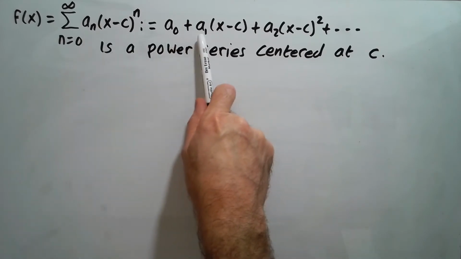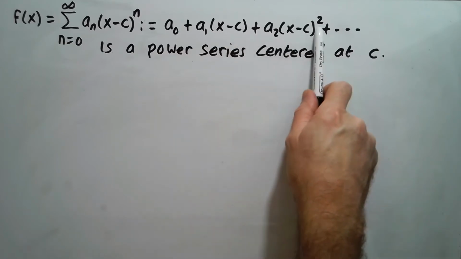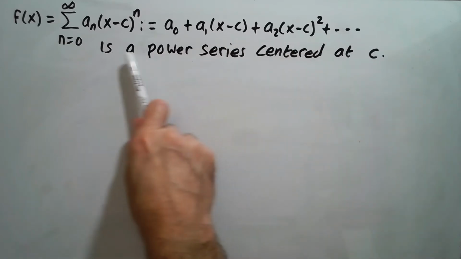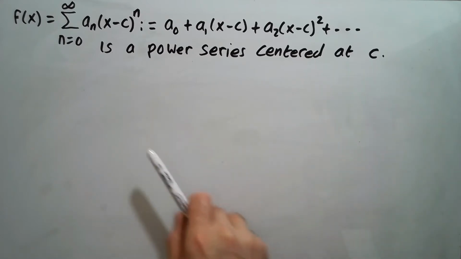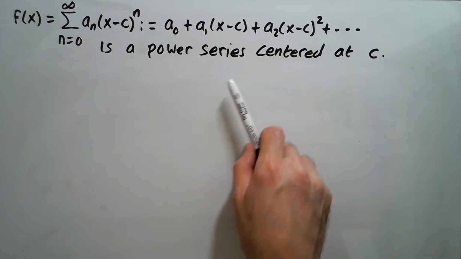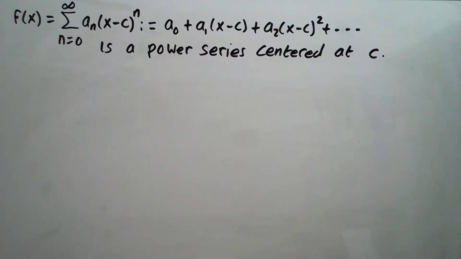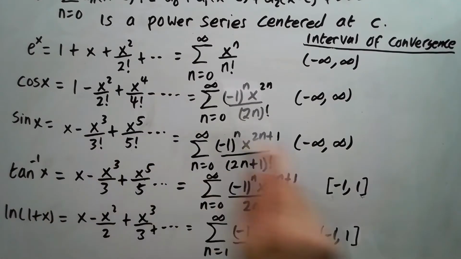Next term would be a1 times (x minus c). Then it'll be a2 (x minus c) squared and so forth. This is a power series centered at c. So let me list a few power series that you should know from Calculus 2. Okay, so here are some important series.